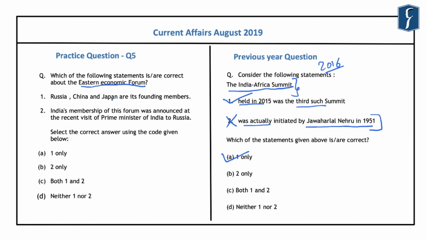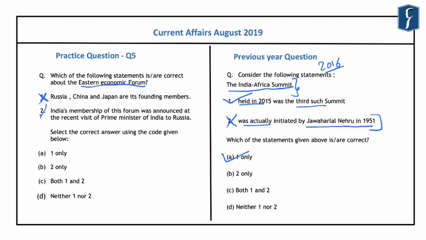So in this context, the first statement is that Russia, China and Japan are its founding members. And the second statement is that India's membership of this forum was announced at the recent visit of the Prime Minister of India to Russia. Now, the first statement here is incorrect because the Eastern Economic Forum was established by the President of the Russian Federation, Vladimir Putin, in the year 2015. And it was established to support the economic development of Russia's Far East.